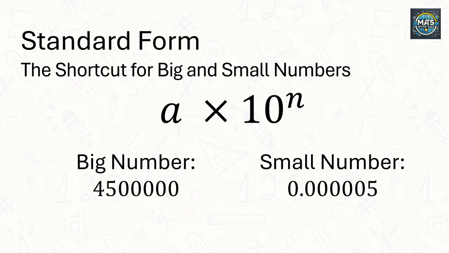Standard form allows us to express numbers using powers of 10. The general rule is a times 10 to the power n, where a is a number between 1 and 10. n tells us how many times the decimal point is moved.